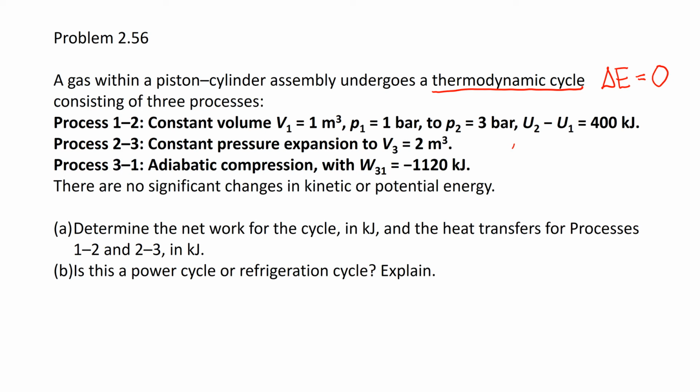We start at state 1 with a volume of 1 meter cubed and a pressure of 1 bar. We have a constant volume isochoric expansion to 3 bar, and we're given the change in internal energy for that process. In process 2, we have a constant pressure expansion to 2 meters cubed. And then going from state 3 back to 1, we have an adiabatic compression with work of negative 120 kilojoules.